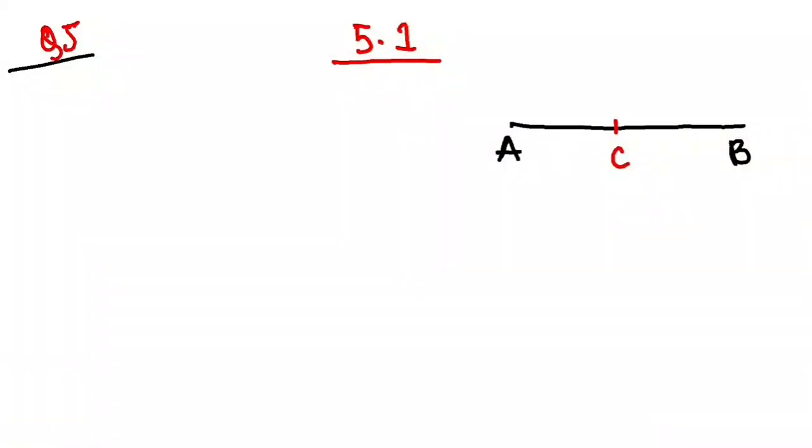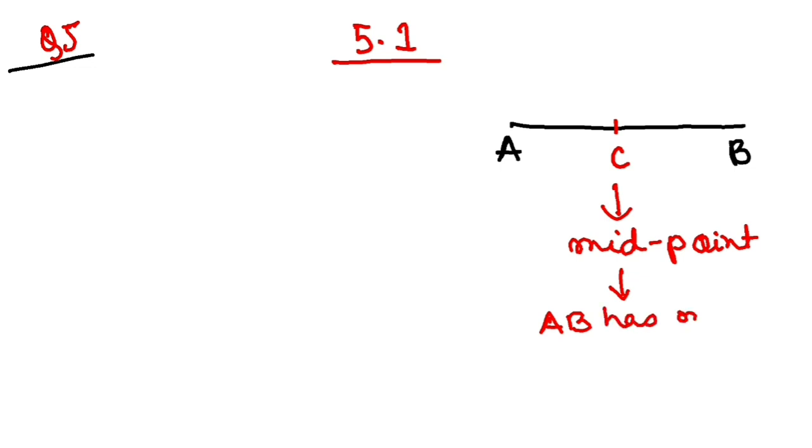Let's try to solve question number 5 now. Now it's an extension of question number 4. Now what is said over here is that C is the midpoint of AB. Alright, now what you need to prove? You need to prove that AB has only one midpoint. Right? The solution is fairly easy, very easy to understand.